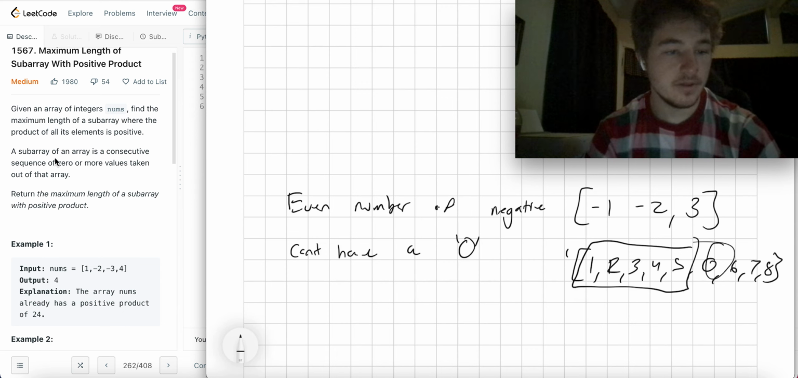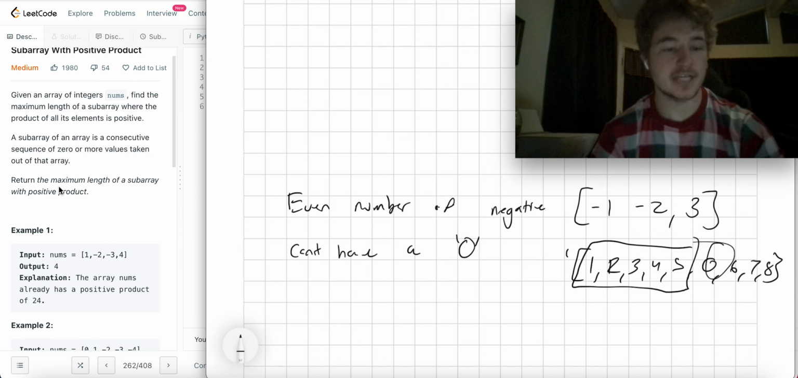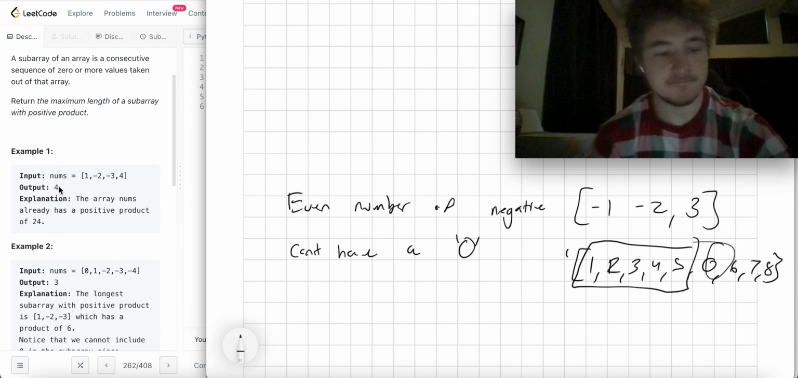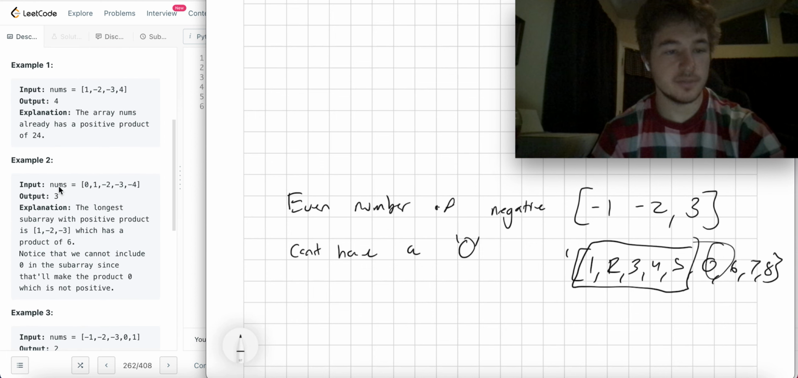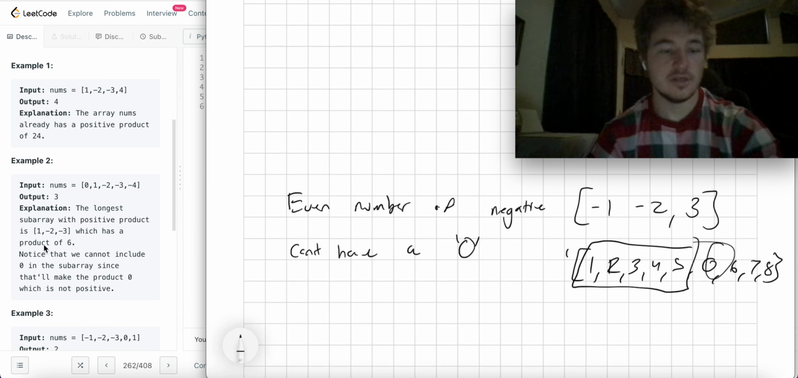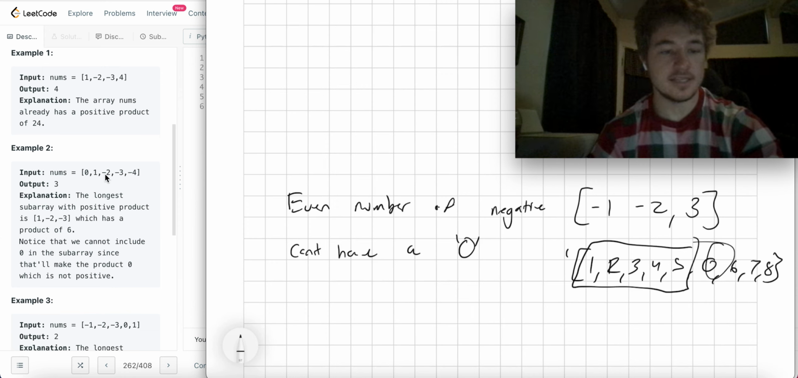Okay. A subarray is an array of consecutive sequence of 0 or more values taken out of that array. Okay. Return the maximum length of a subarray with positive product. Okay, so which one of these examples are good? So in this example, the output's 4 because there's 2 negatives. All right, so that makes it positive. In this subarray, you can't take this 0 because remember 0 is going to ruin your solution.